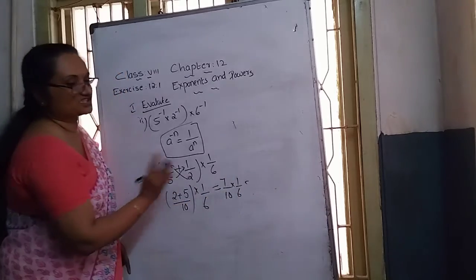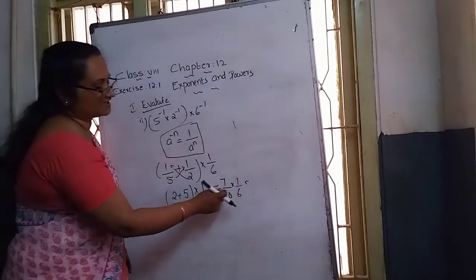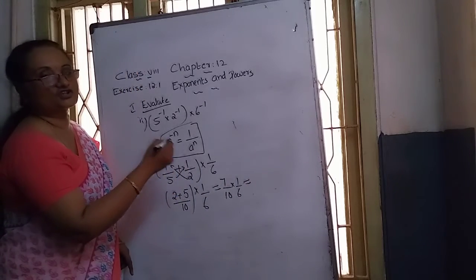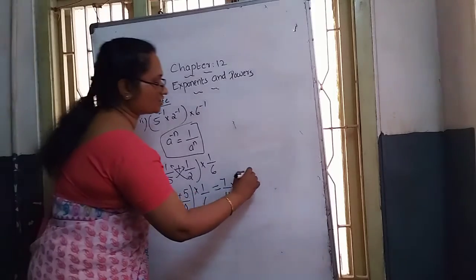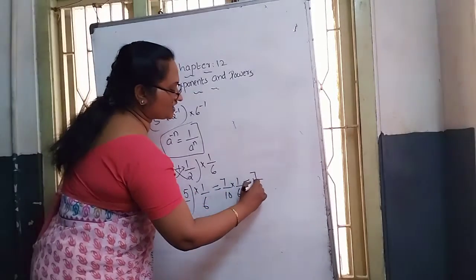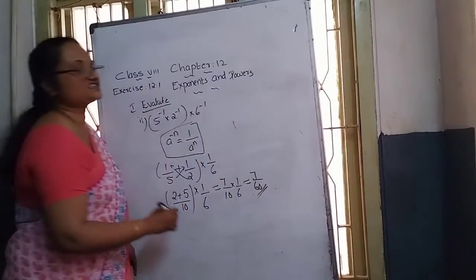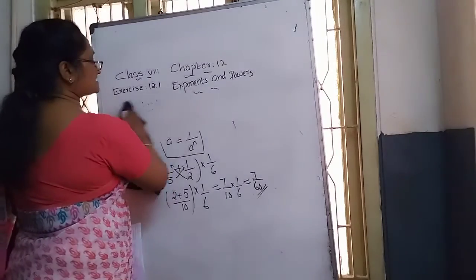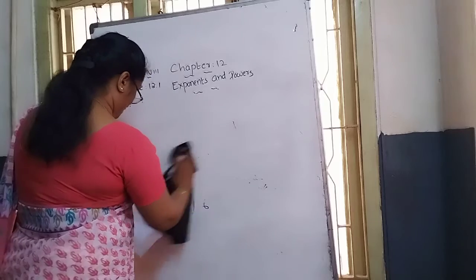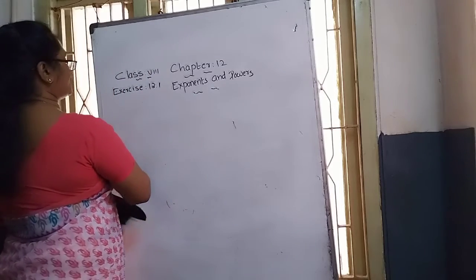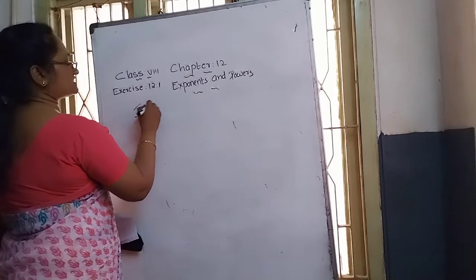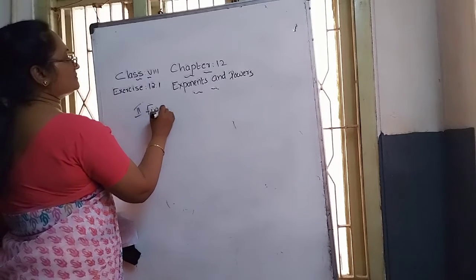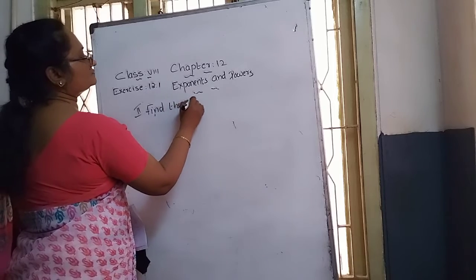Here 7 and 6 cancellation is not possible, and 1 and 10 cancellation is not possible. Then what do we do? Multiply numerator into numerator and denominator into denominator. 1 into 7 becomes 7, 10 into 6 is 60. So 7 by 60 is the answer. I hope you can understand this evaluation. Next we go through the second Roman, which says find the value of m.